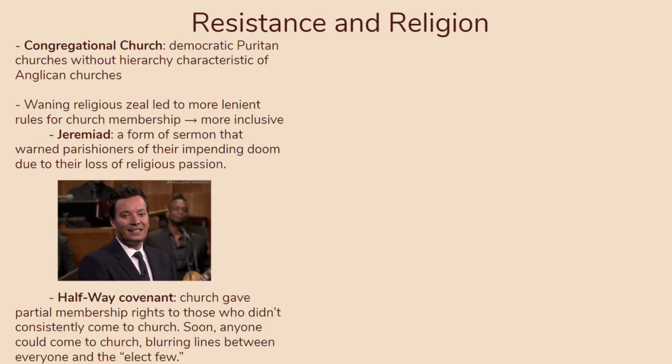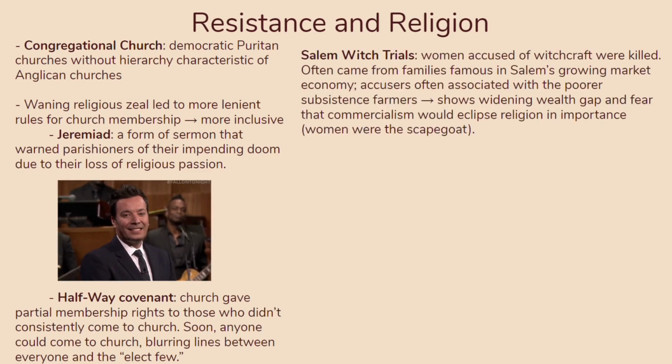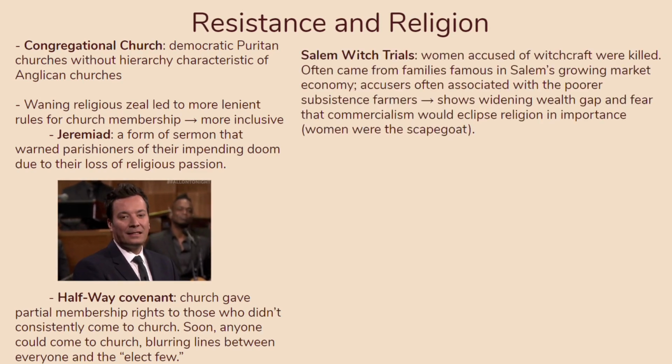Essentially, the church gave partial membership rights to those who didn't consistently come to church. And soon, anyone could come to church, which blurred the lines between everyone and the elect few. So they used to be pretty exclusive, but now they're starting to be a little more lenient. And another thing you should know about that doesn't really relate to resistance or religion is the Salem witch trials. Essentially, women were accused of being witches and were killed.